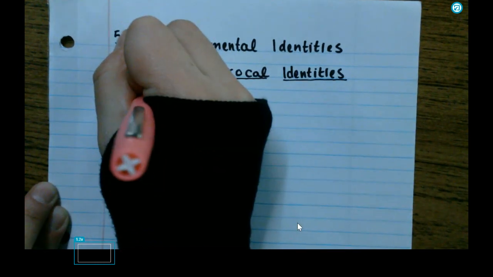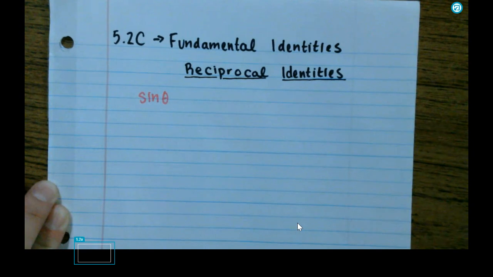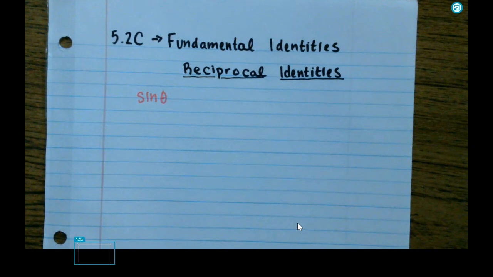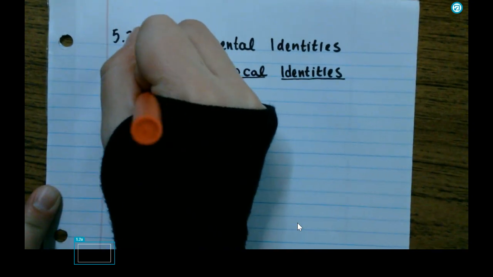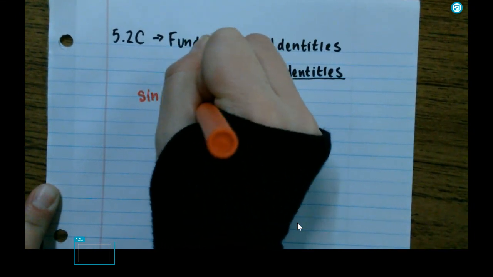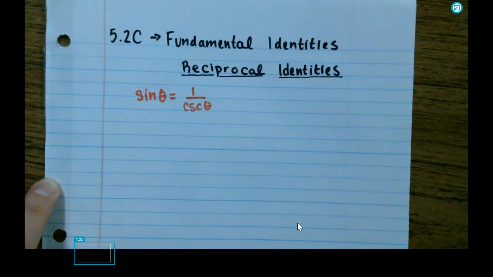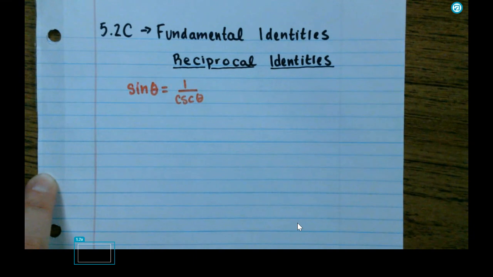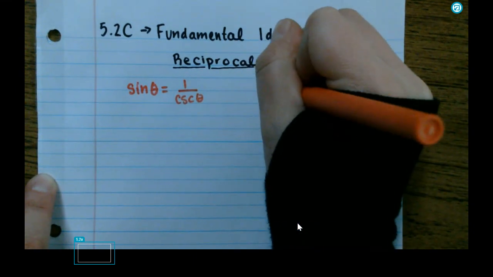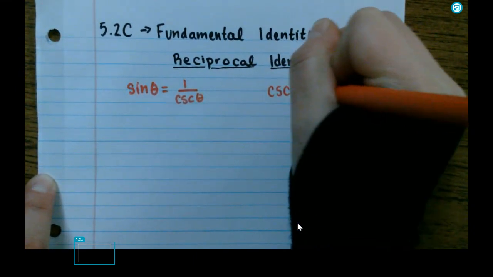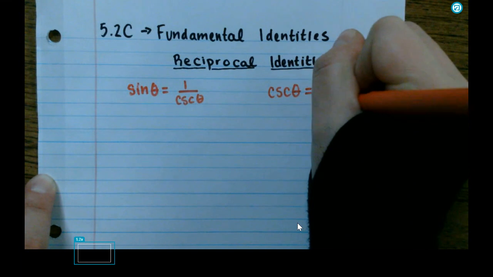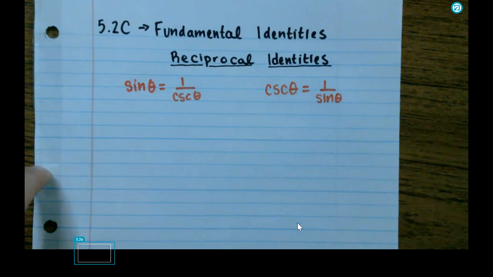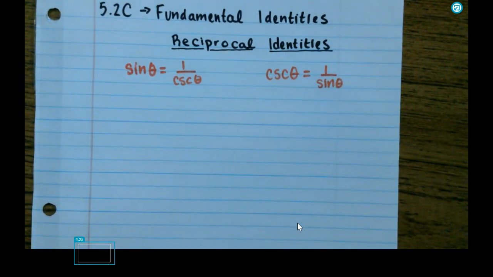So that means that sine of theta is 1 over cosecant of theta. Alternatively, we know that cosecant of theta is 1 over sine of theta. So sine of theta is 1 over cosecant. Cosecant is 1 over sine. They are each other's reciprocal. They're best buds.